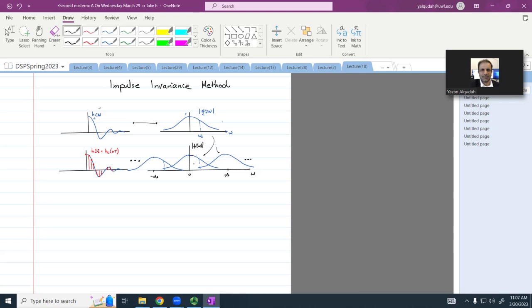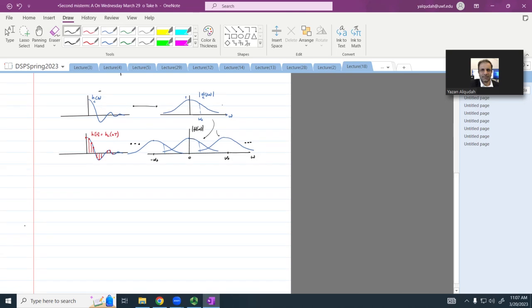Okay. So therefore, looking at the impulse invariance, we're going to get the frequency response of the continuous time filter. We're going to take the impulse response of the filter and sample it. That is going to give us h of n, the impulse response in the discrete time domain, and from h of n, we can get h of z. And again, the fundamental problem that we have with the impulse invariance is the aliasing.